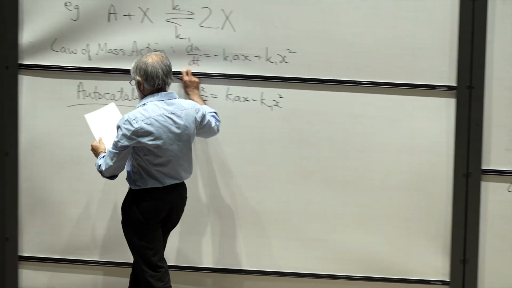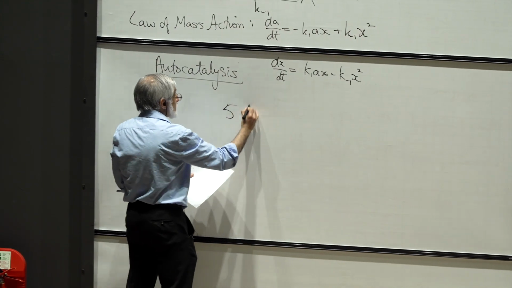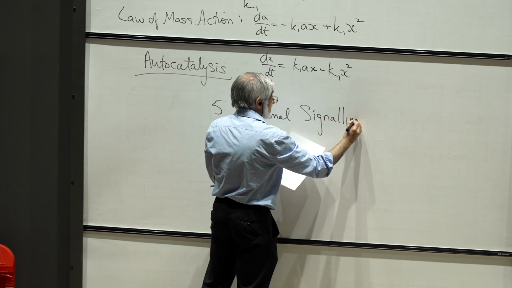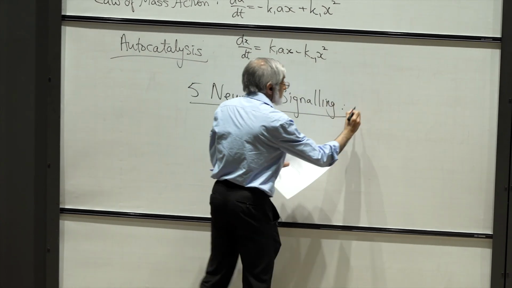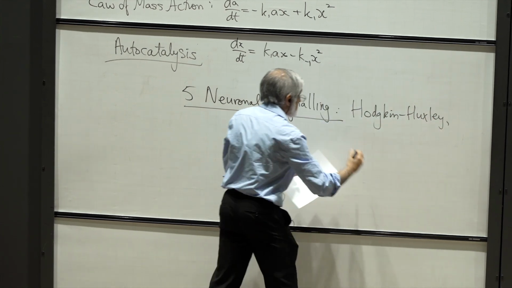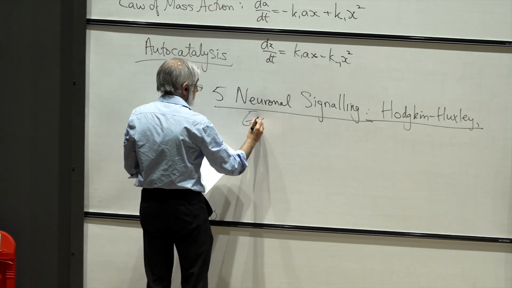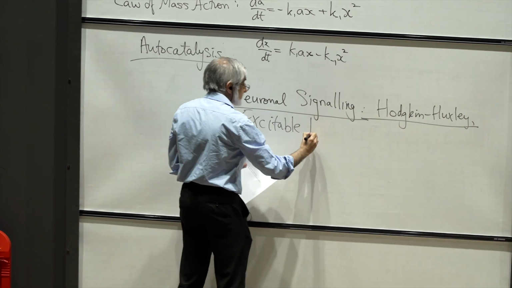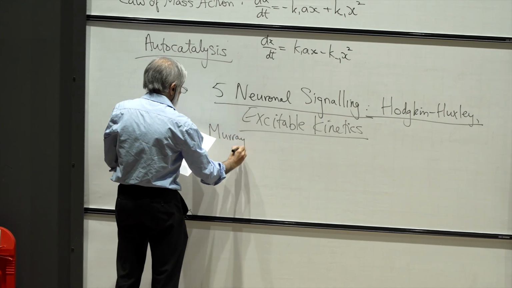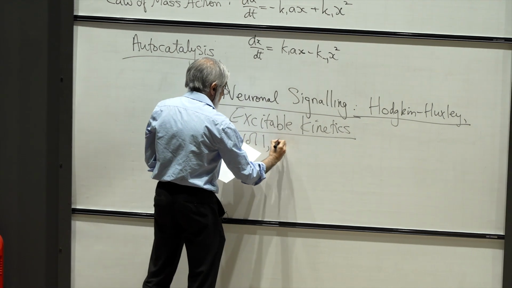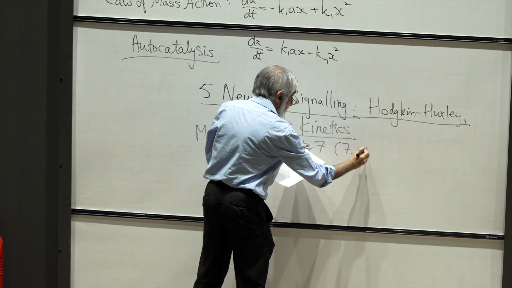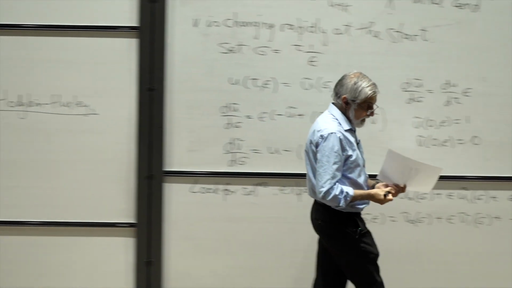So we're now going on to another example. It's called neuronal signaling, and Hodgkin and Huxley and excitable kinetics. And this is in Jim Murray's book, Volume 1, Chapter 7, Section 7.5, but it's also in the notes. I put the notes up on the website.